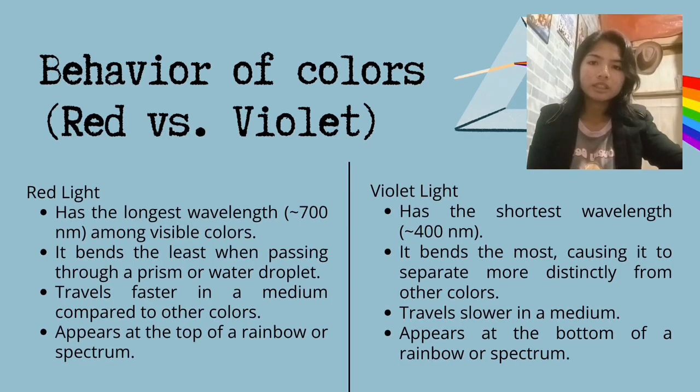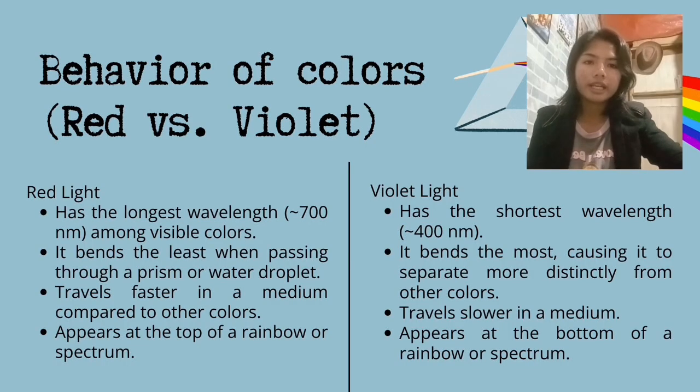Red and violet represent the opposite ends of the visible spectrum. Let's first have red. Red has a wavelength of around 700 nanometers and is considered to be the longest among visible colors. Because of this, it bends the least when passing through a prism or a water droplet. This minimal bending means that red light travels a straighter path and appears at the top of a rainbow or spectrum. In materials like glass or water, red light travels faster than other colors because longer wavelengths are less affected by the medium's refractive index.